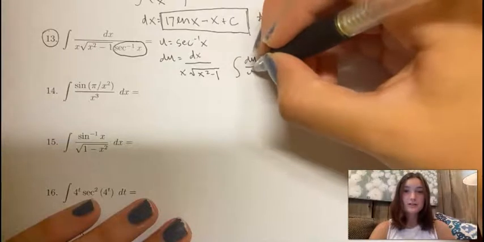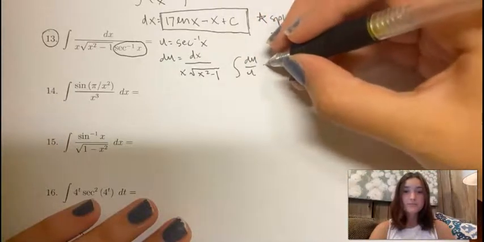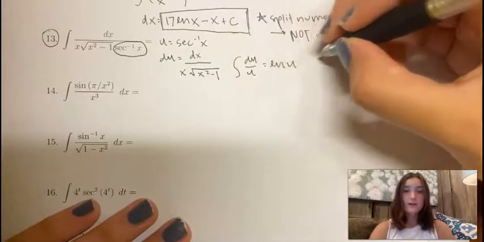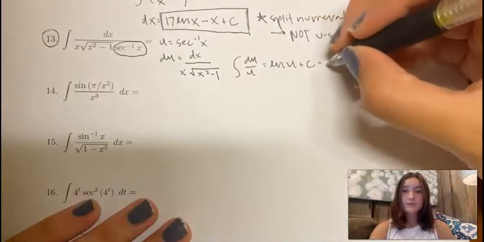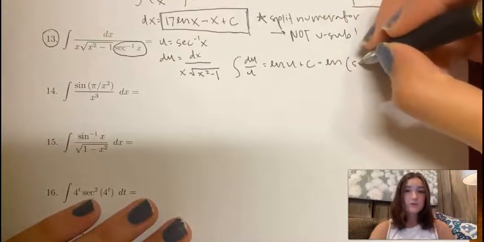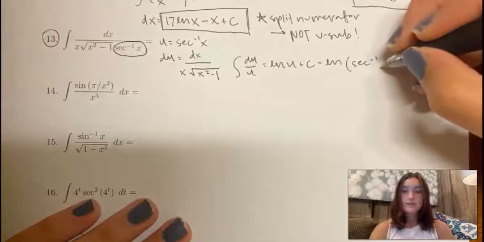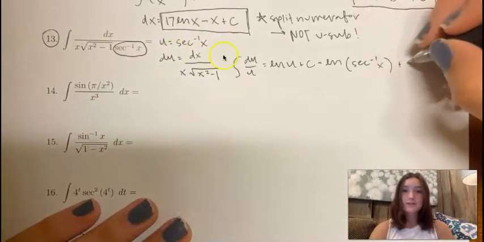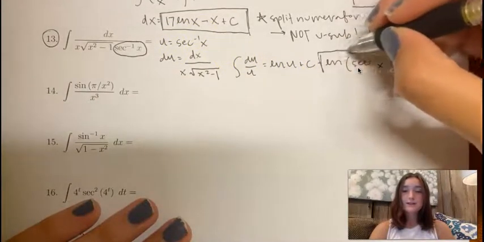So now our integral is just going to be du over u. And when I integrate that, 1 over u is going to be ln u plus c. And so at the very end, that step 5 is going to be taking the inverse secant of x, putting it where your u is, and there's your answer.